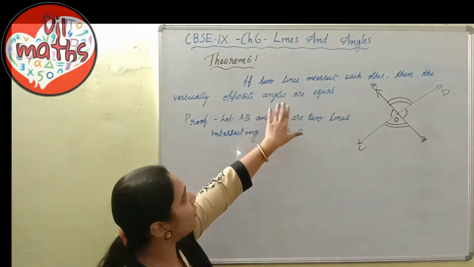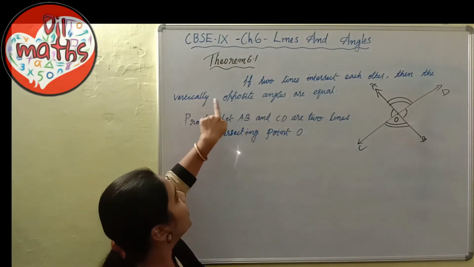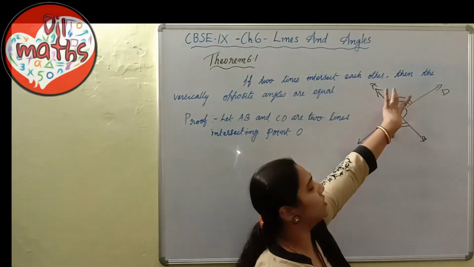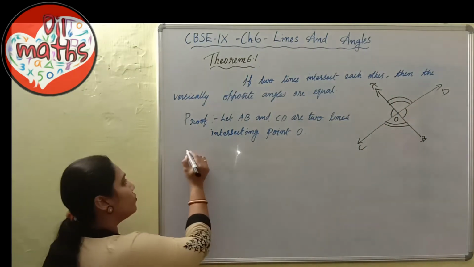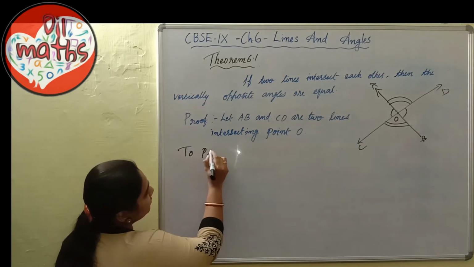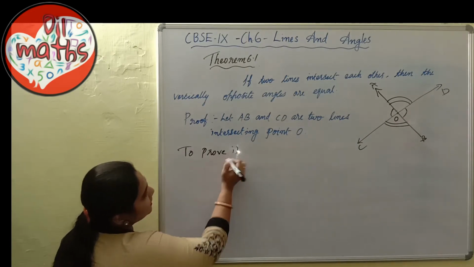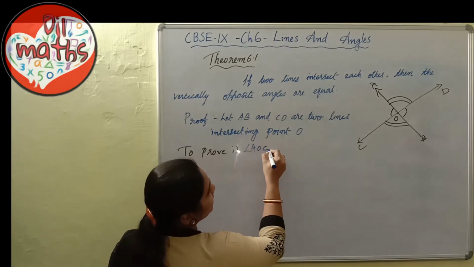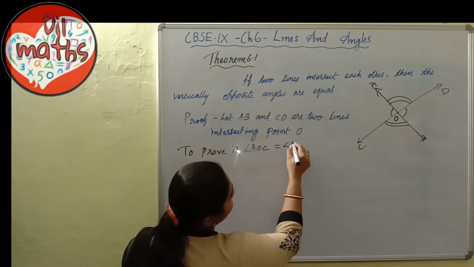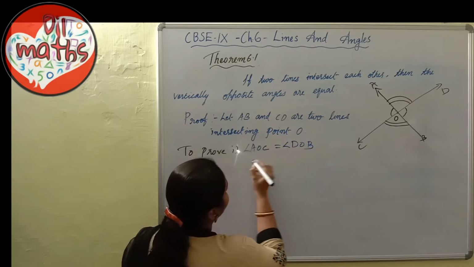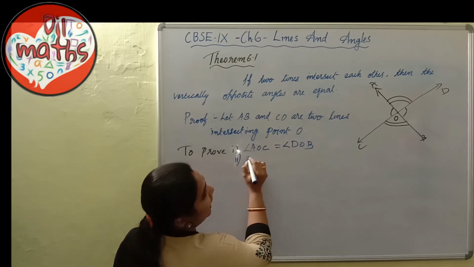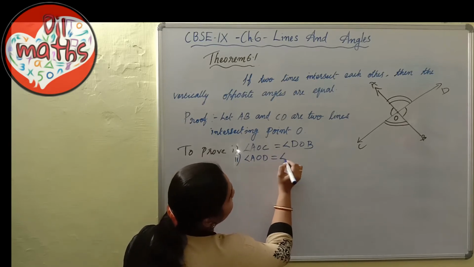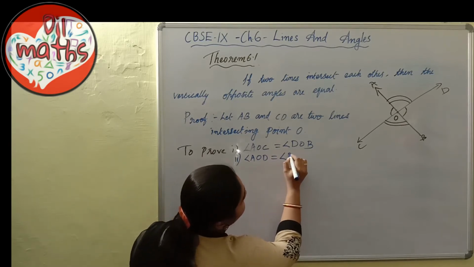So what do we have to prove? We have to prove that vertically opposite angles are equal. So we should prove these two angles are equal and these two angles are equal. So what should we prove? To prove, first, angle AOC is equal to angle DOB. Second, angle AOD is equal to angle BOC.